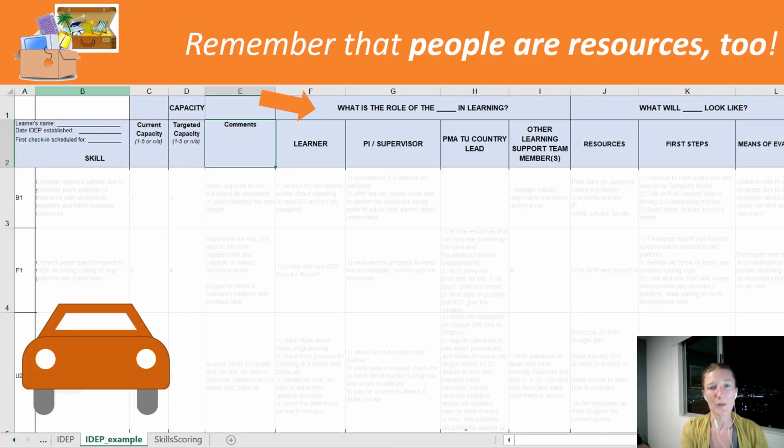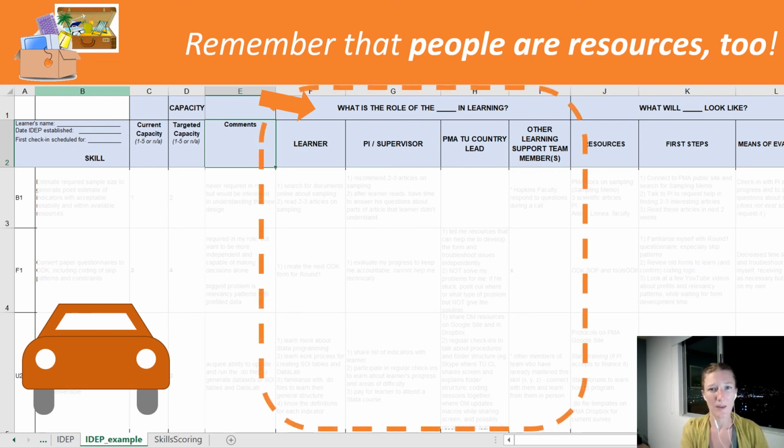Remember that people are resources too. We tend to forget this, but in the IDEP, we have this entire section on what is the role of the whomever in the learning. What's the role of you, the learner? What's the role of your PI or supervisor? What's the role of your TU country lead? And what is the role of other learning support team members?